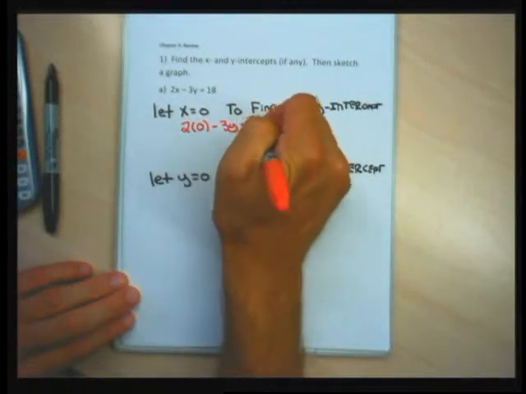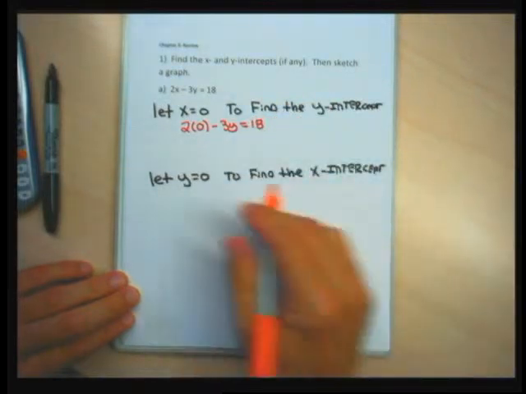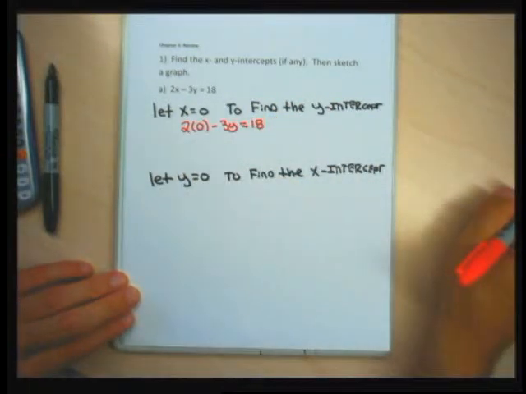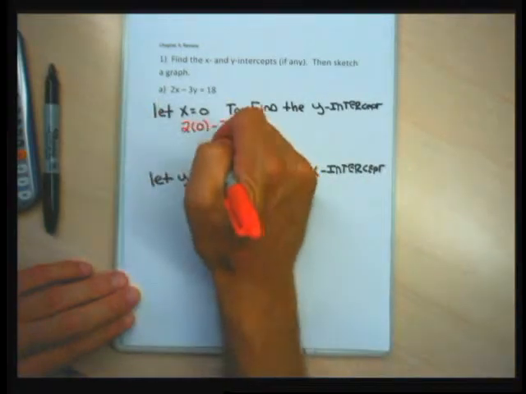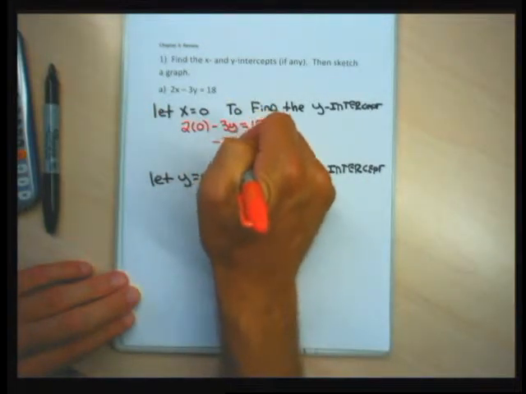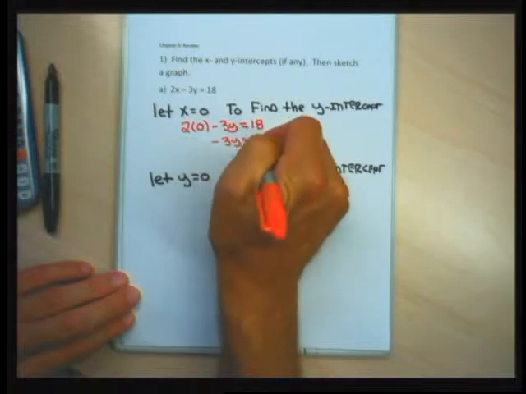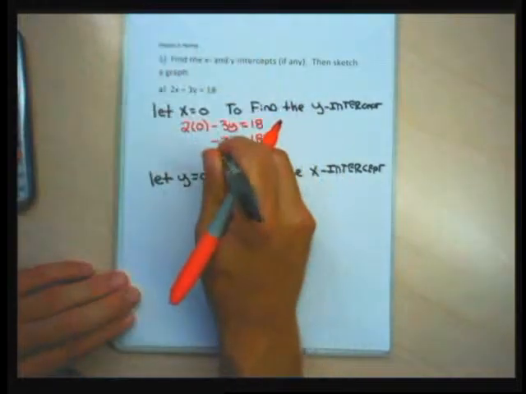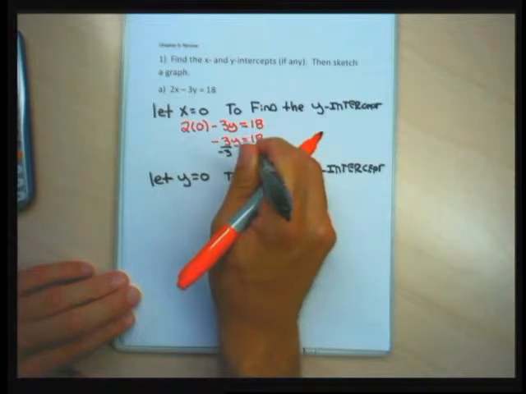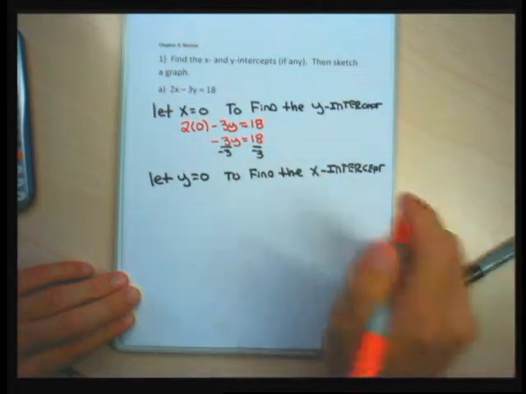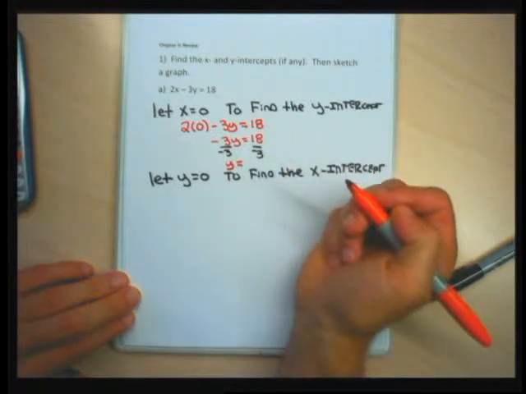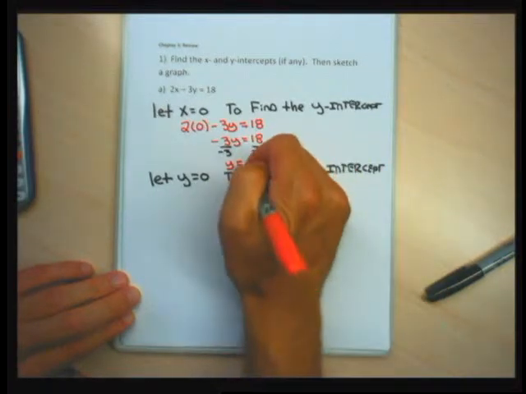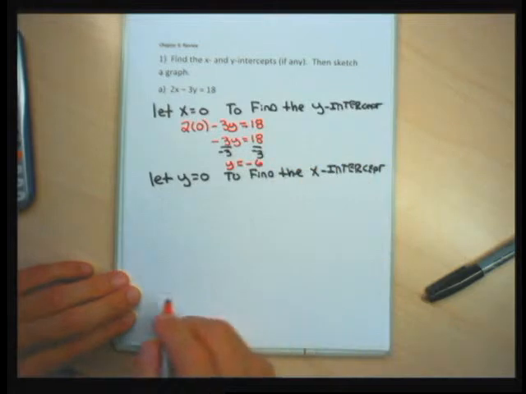So first thing I do is plug in 0 for x. I could have done the x-intercept first, but I'm doing the y-intercept. The 2 times 0 is 0, so this left side just zeroes itself out. It leaves me with minus 3y equals 18. And then when I divide both sides by minus 3, on the left side the minus 3's cancel, I'm left with the y. On the right side, a positive divided by a negative is a negative, and 18 divided by 3 is 6, so I'll get negative 6.